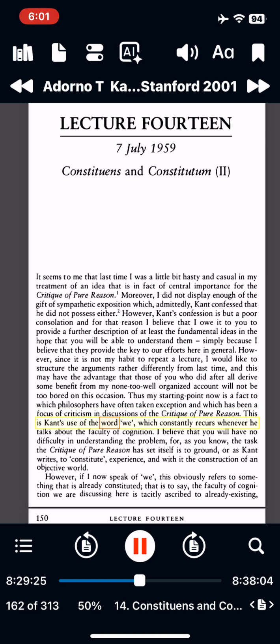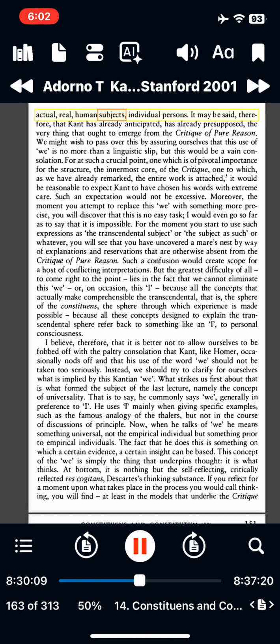This is Kant's use of the word we, which constantly recurs whenever he talks about the faculty of cognition. I believe that you will have no difficulty in understanding the problem, for, as you know, the task the Critique of Pure Reason has set itself is to ground, or as Kant writes, to constitute, experience, and with it the construction of an objective world. However, if I now speak of we, this obviously refers to something that is already constituted, that is to say, the faculty of cognition we are discussing here is tacitly ascribed to already existing, actual, real, human subjects, individual persons.